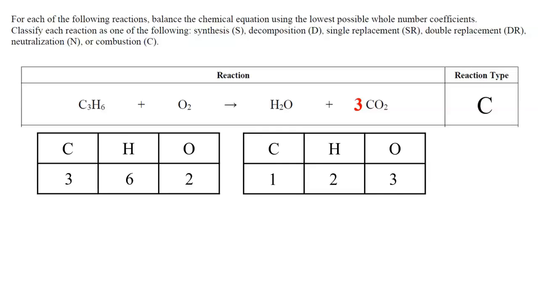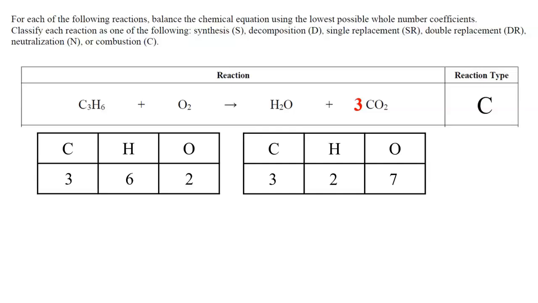Now, this 3 as a coefficient will change the number of carbon atoms and oxygen atoms on the right side of the equation. So here is my new total of carbons, hydrogens, and oxygens on the right side of the equation. With that 3, I now have 3 carbon atoms on the right. I still have 2 hydrogens on the right because that coefficient of 3 in front of the CO2 did not affect the number of hydrogens on the right side of the equation.